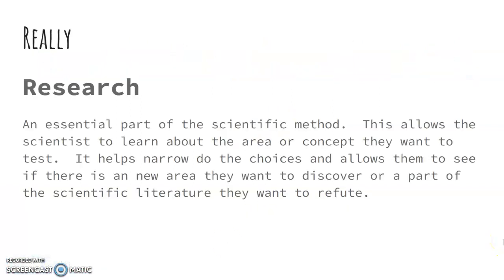So the R stands for research. This is the essential part of the scientific method. This allows scientists to learn about the area or the concept they want to test. It also helps narrow down the choices and allows them to see if there's an area they want to discover or part of the scientific literature they want to refute. Now, research is just looking into the background information of whatever question it is that you're asking, okay?